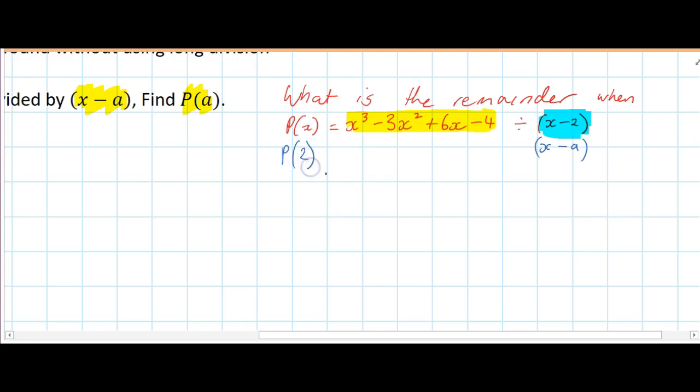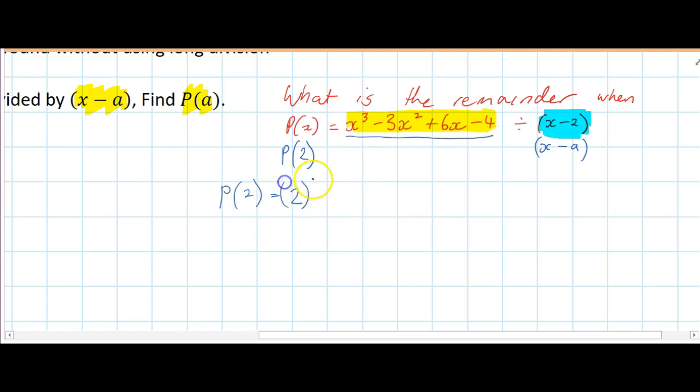So what's P of 2? What that means, if you remember correctly, is we substitute in 2 where we have x. So let's do that now. P of x, well, let's do P of 2. Using this polynomial, I'm going to put in 2 wherever I say x.